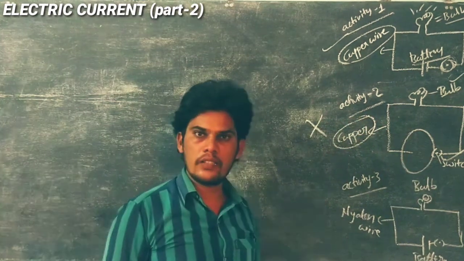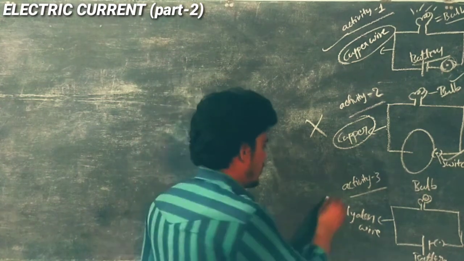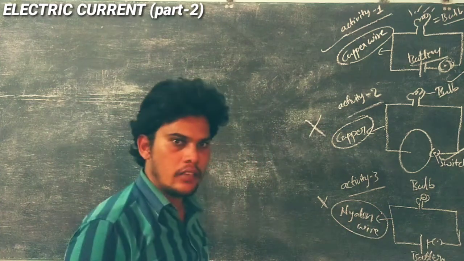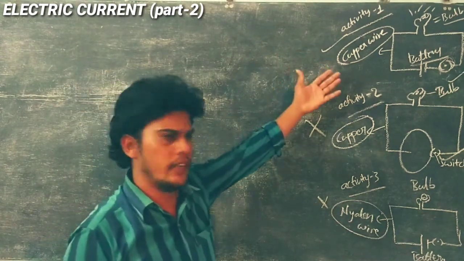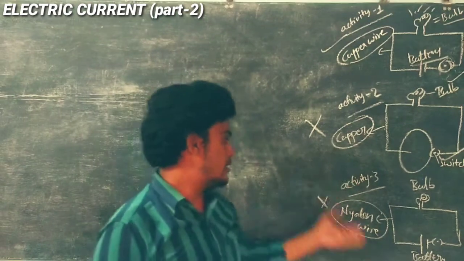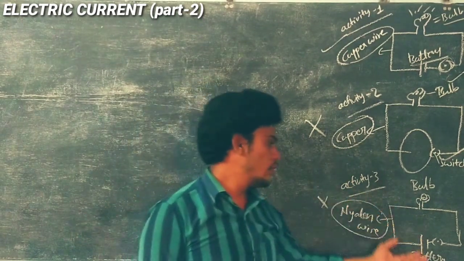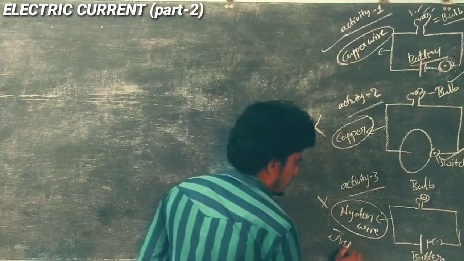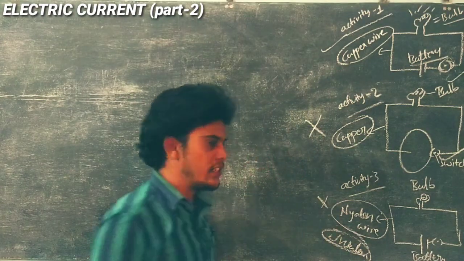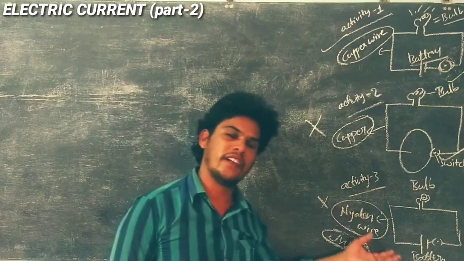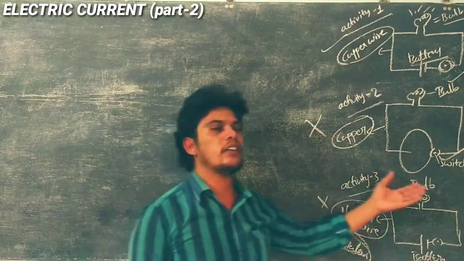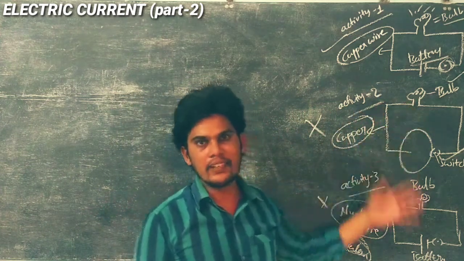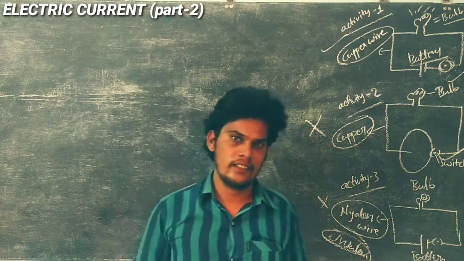What about the third situation? In the third situation, instead of copper wire, we use nylon wire. In the first situation we used copper wire. But in the third situation, instead of copper wire, we use nylon wire. Nylon wire is an insulator. It is not a conductor, so it does not conduct electricity. It does not allow the flow of electrons. Due to that, the bulb does not glow. These are the reasons why the bulb does not glow in the second and third situations. I hope you understand. Are you clear?